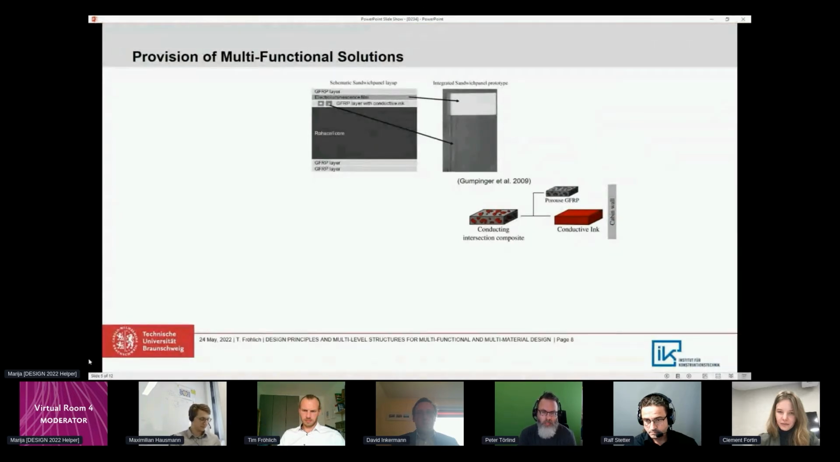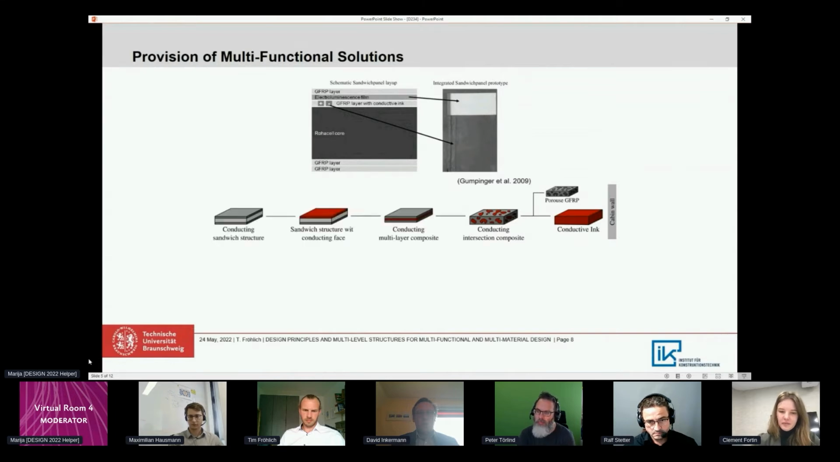Therefore, integration strategies can be identified by the already applied design principles. This is shown on the example of the integration of an electrical energy supply for an electroluminous film presented by Gumping et al. The supply is realized by an intersection composite of a conductive ink in GFRP as one layer of a multi-layer composite representing one phase of a sandwich structure.